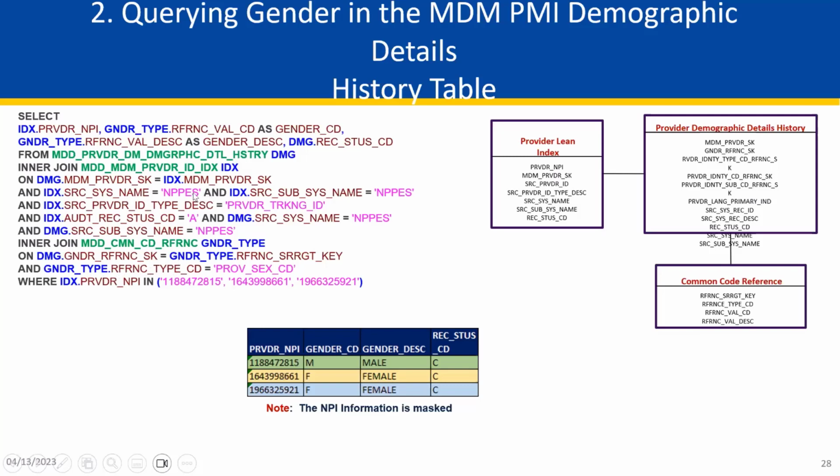We also always recommend users to add the right filters, as it can give you faster and better results. For example, since we are looking for data from NPS, we have said that the source system is NPS. Always use the right filters, like looking for active or deleted statuses. So always specify audit rec status code as A. That will give you the right amount of data in a faster time.